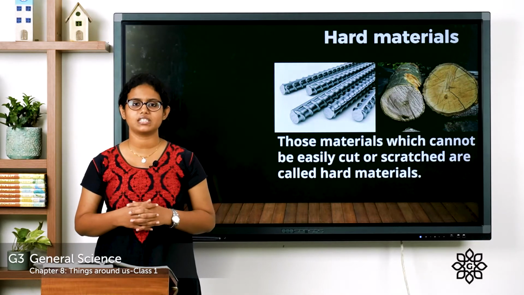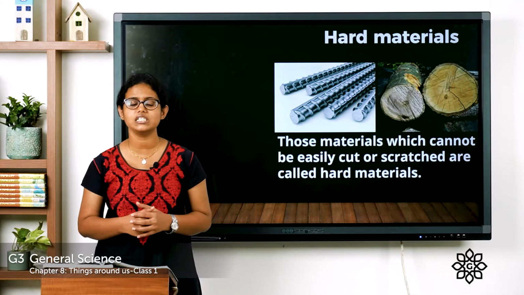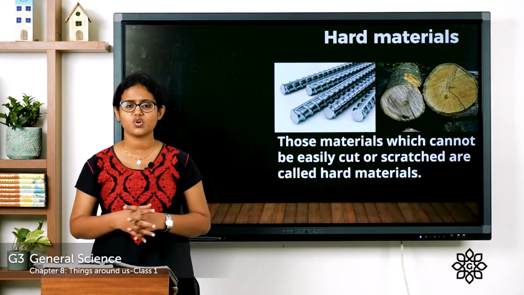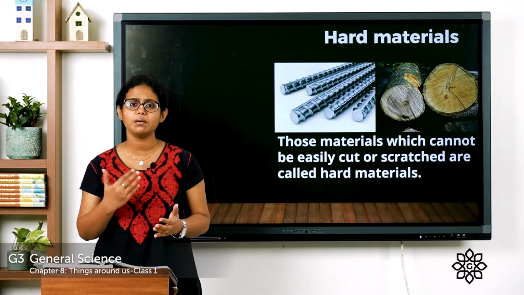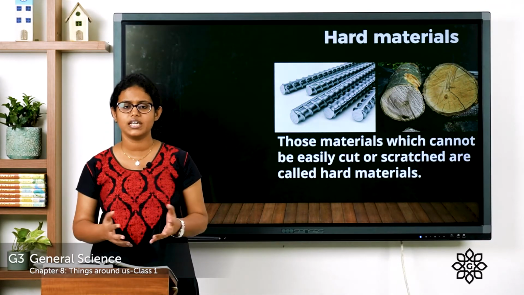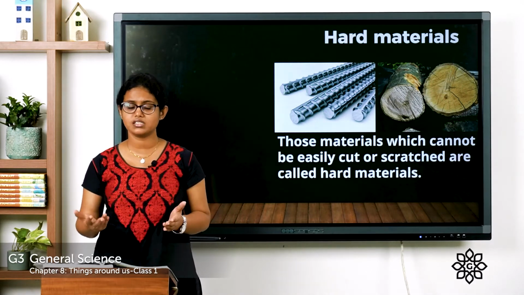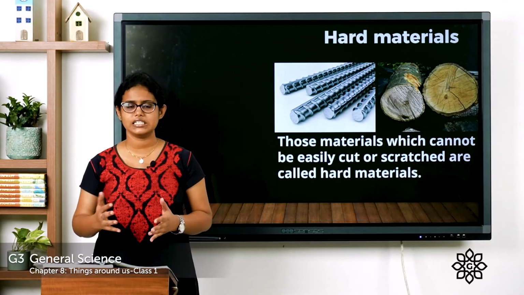So what are hard materials? Hard materials are materials which cannot be easily cut or scratched. They are very hard and strong. What about glass? Glass is a hard material, but we can break it easily. But there are materials like wood and metals, they do not break easily.